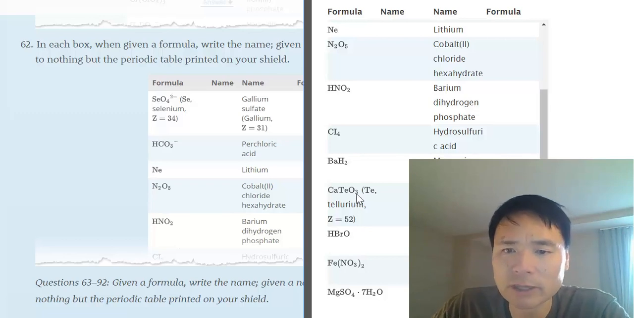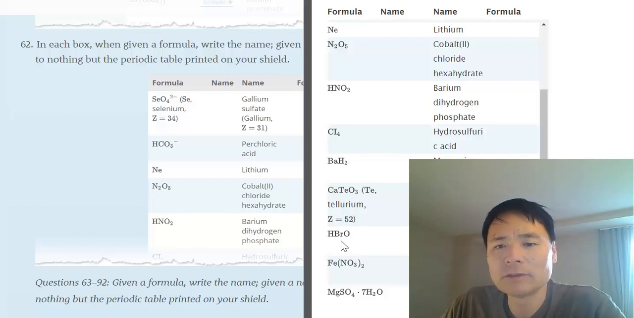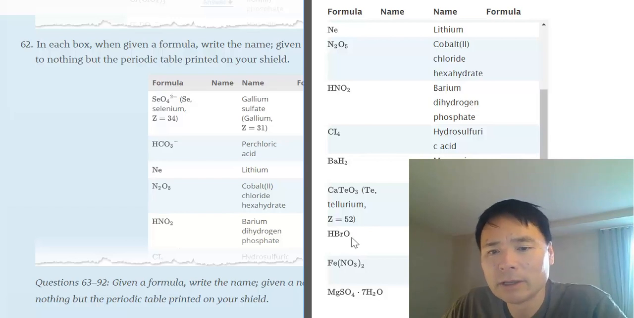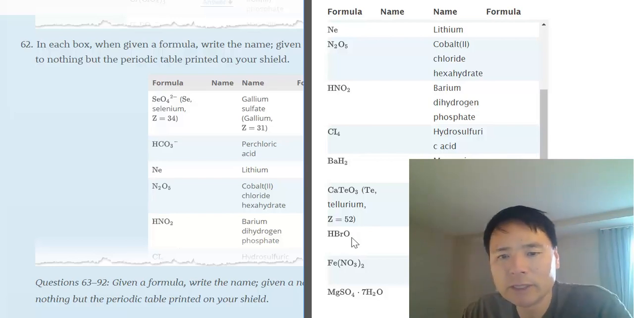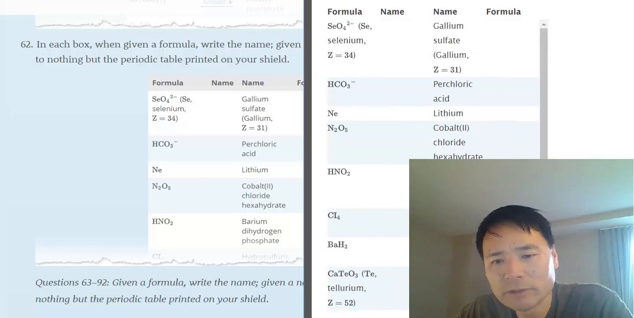Tellurate is TeO4, that must mean this is tellurite, so this is calcium tellurite. Okay, this is another acid, hypobromite. Bromate is BrO3, bromite's BrO2, hypobromite's BrO. So this is hypobromous acid. The ite gets changed to ous acid. This is nitrate, iron must be +2, so this is iron 2 nitrate. This is magnesium sulfate heptahydrate.